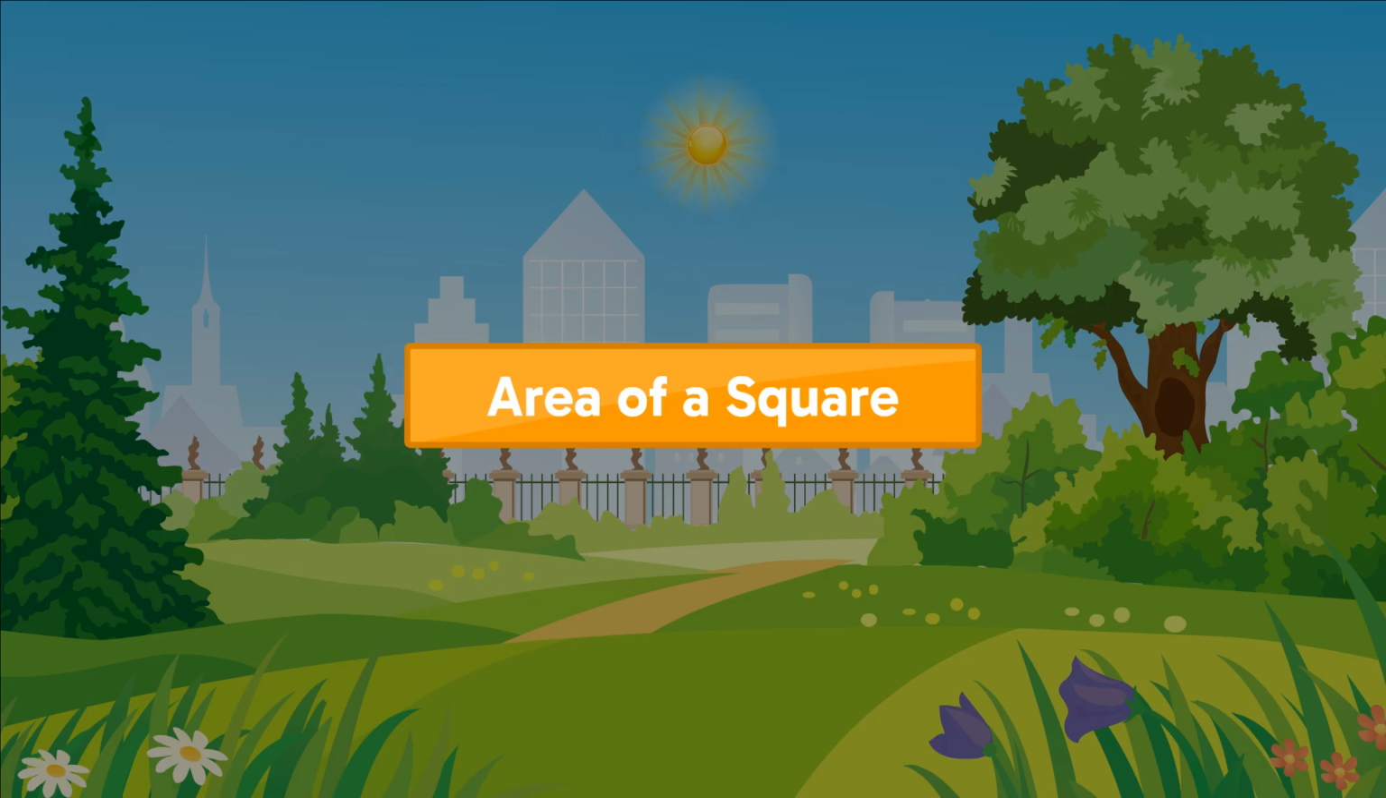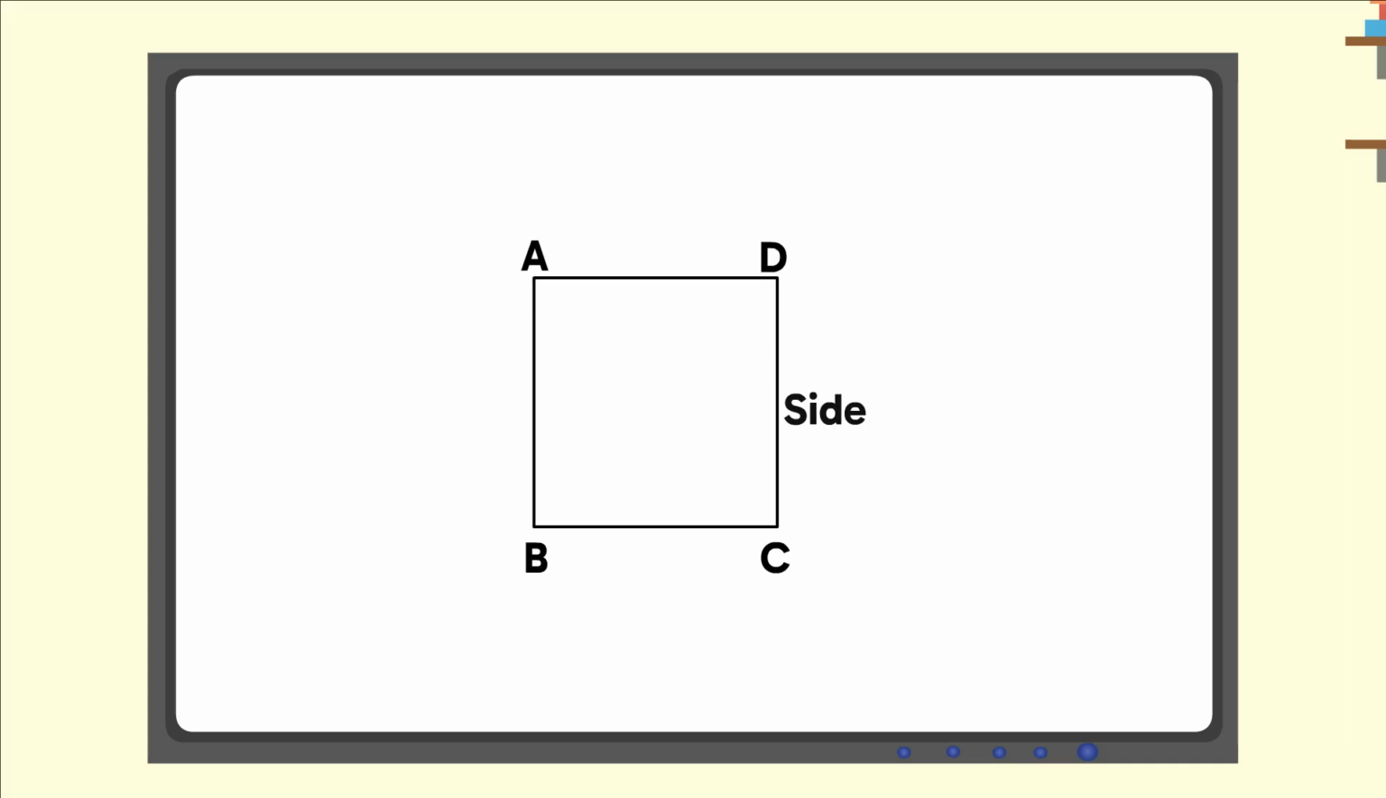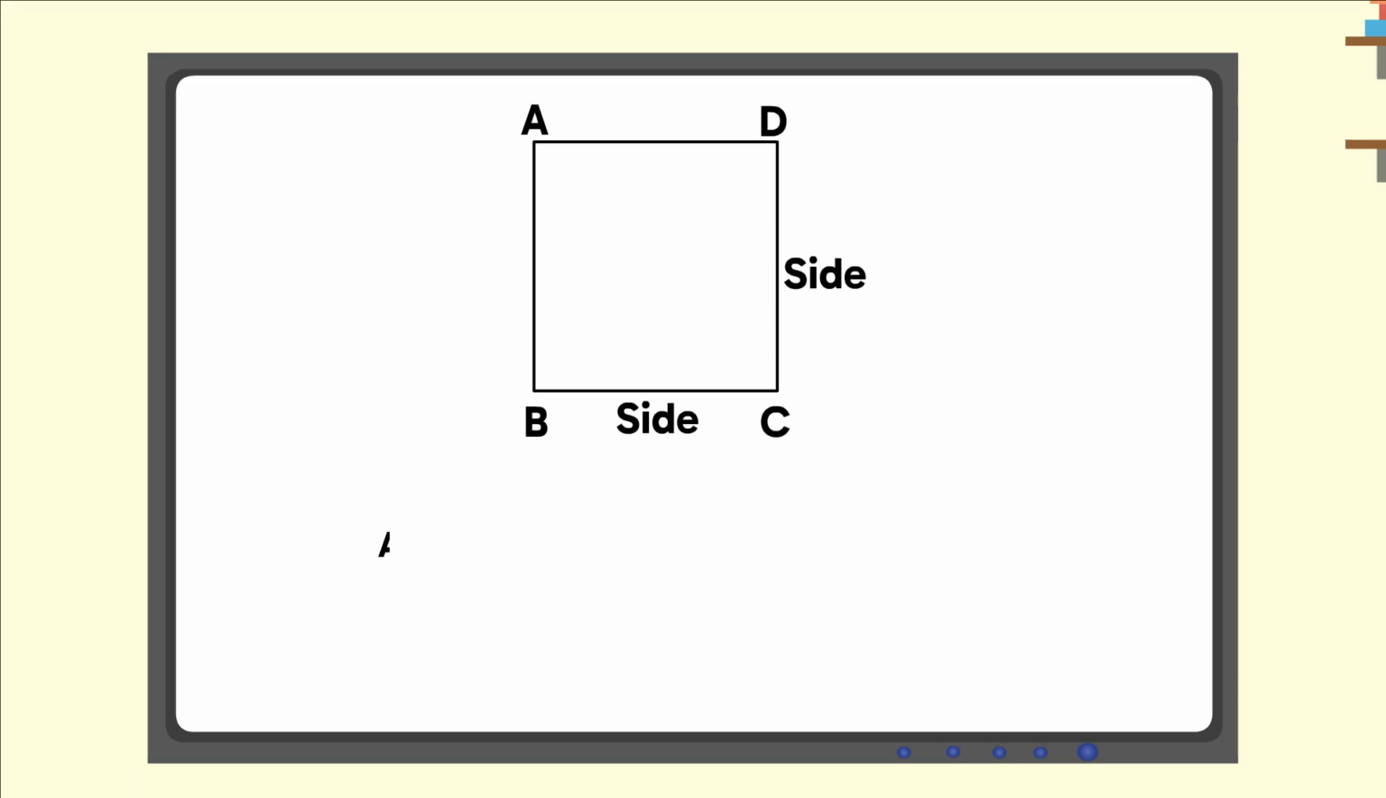Area of a square. We know a square is a rectangle whose length and breadth both are equal. Let us take a square ABCD. So, the area of a square is side into side square units.